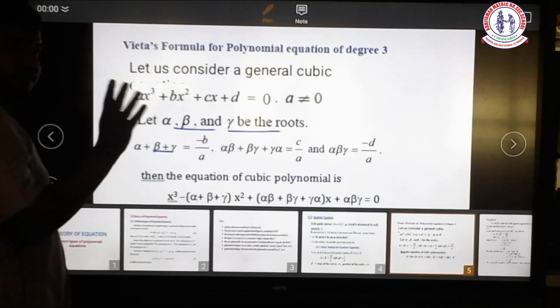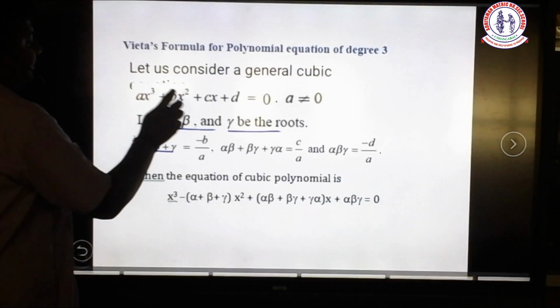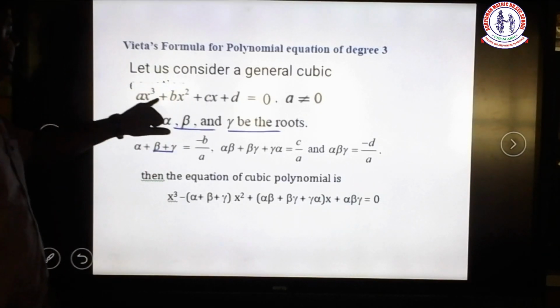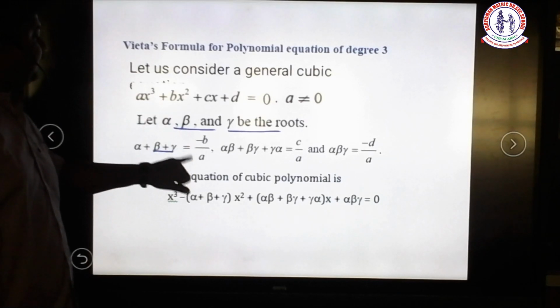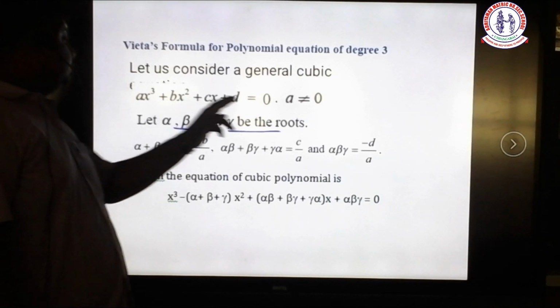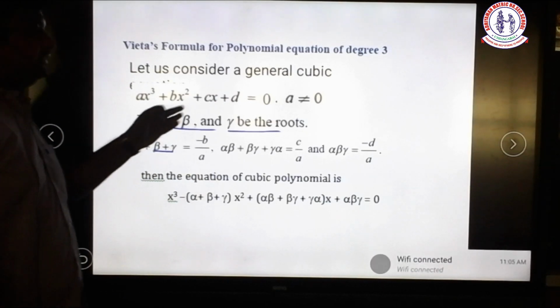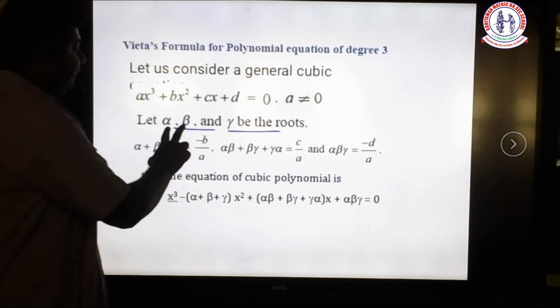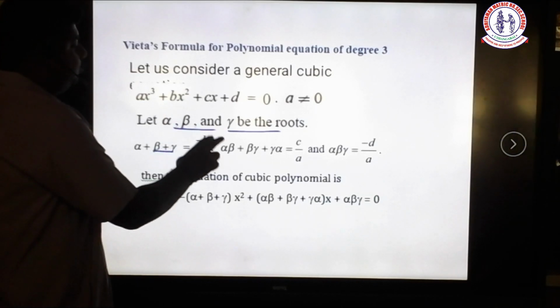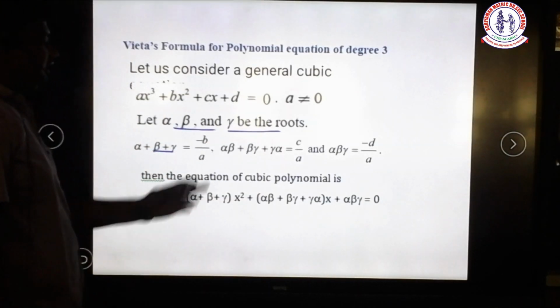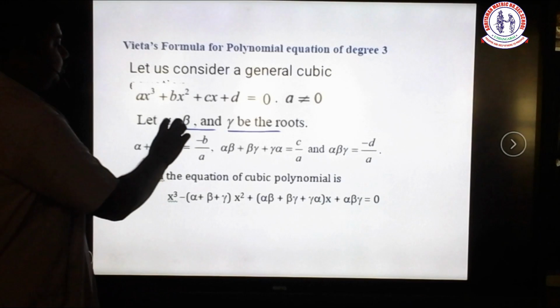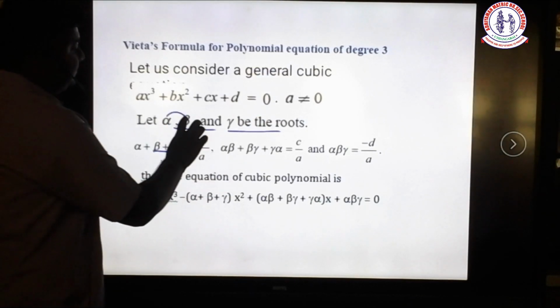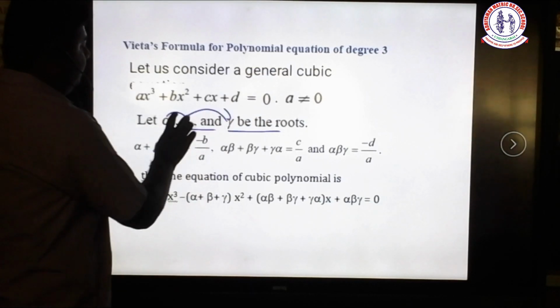The formula is, I already told, the signs are plus, minus, plus, minus. So here the sign is minus. So you can write minus b by a. Directly going to the product, no, because here there are three roots. So first we sum the three roots. Next you can combine two roots with summation, so you combine two roots: alpha beta plus beta gamma plus gamma alpha.